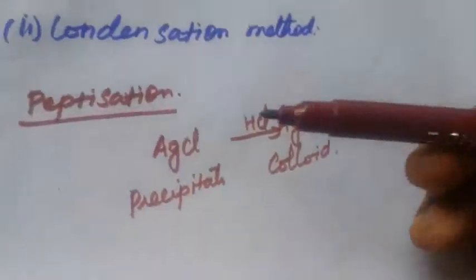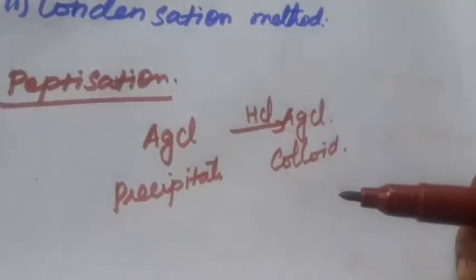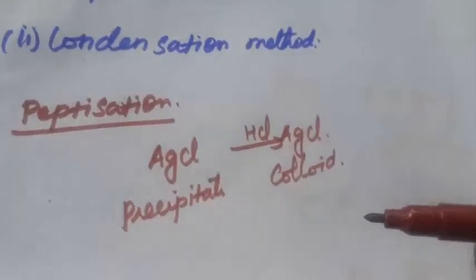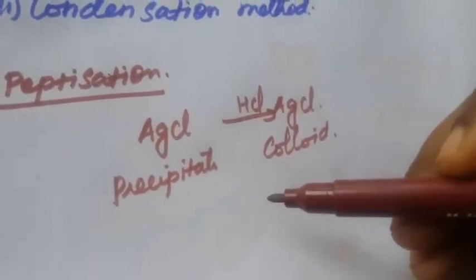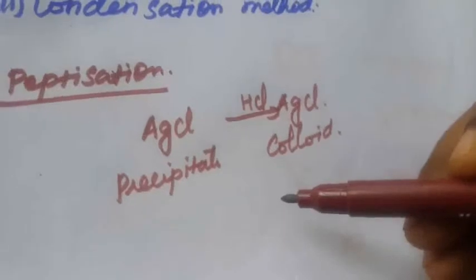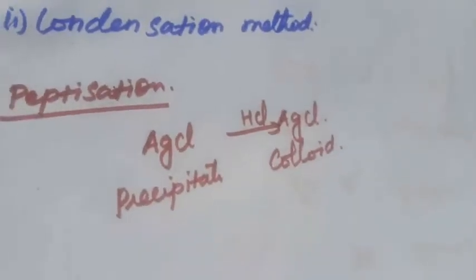The next method is peptization. What is meant by peptization? By addition of suitable electrolytes, precipitated particles can be brought into the colloidal solution. When we add some chemicals, it is converted into colloidal solution. That process is called peptization, and the electrolyte that is added is called the peptizing agent.